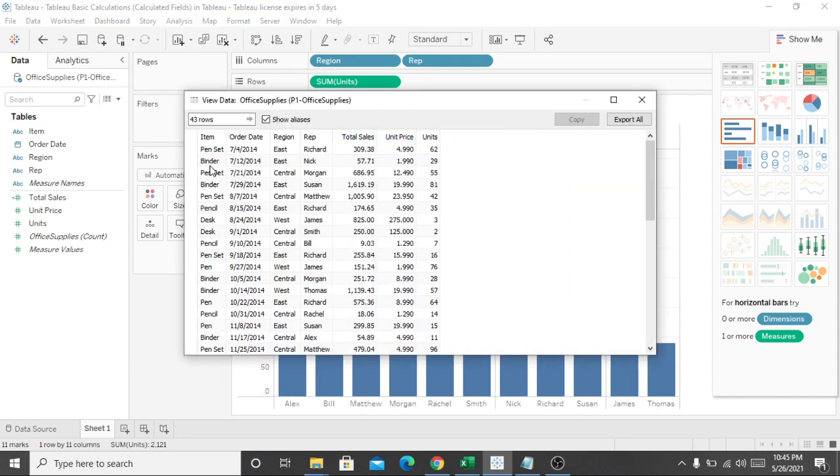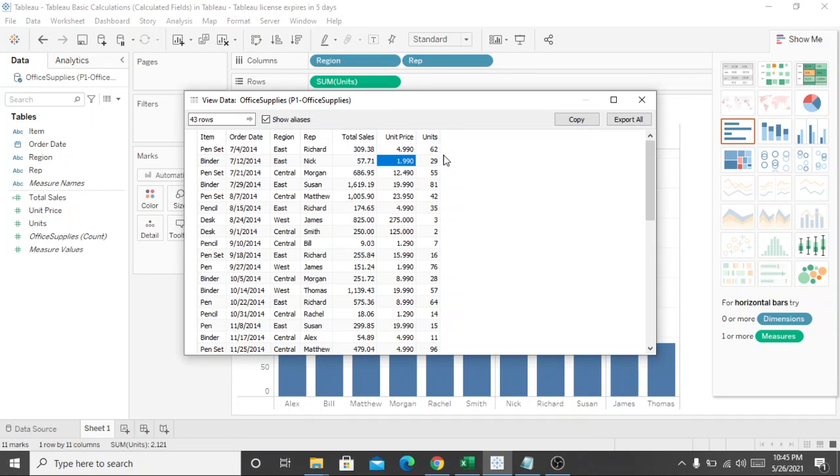In the data, see over here, pen set of Binders, Nick is a representative in the East, who sold a total sale of 57.71 with units 1,990 and 20 with a per unit 29. This is like 1.990 is the unit price and 29 is the units he has sold. So the total calculation we can calculate by unit price and units sold.